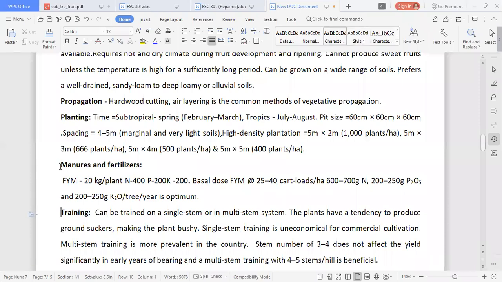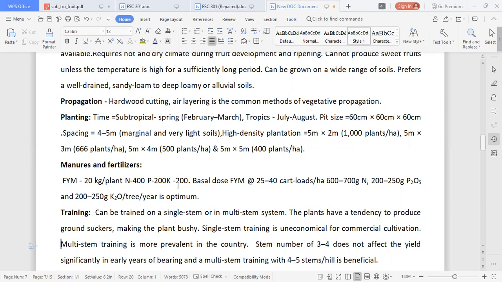And then coming to manures and fertilizers, it is almost a square method of planting, or somewhere it is a rectangular method of planting, but the square method is very common. Coming to manures as well as fertilizer, you can use FYM 20 kg per plant. Then nitrogen, that is 400 gram, then phosphorus 200 gram, then potassium 200 gram with basal dose. Okay, as a basal dose.